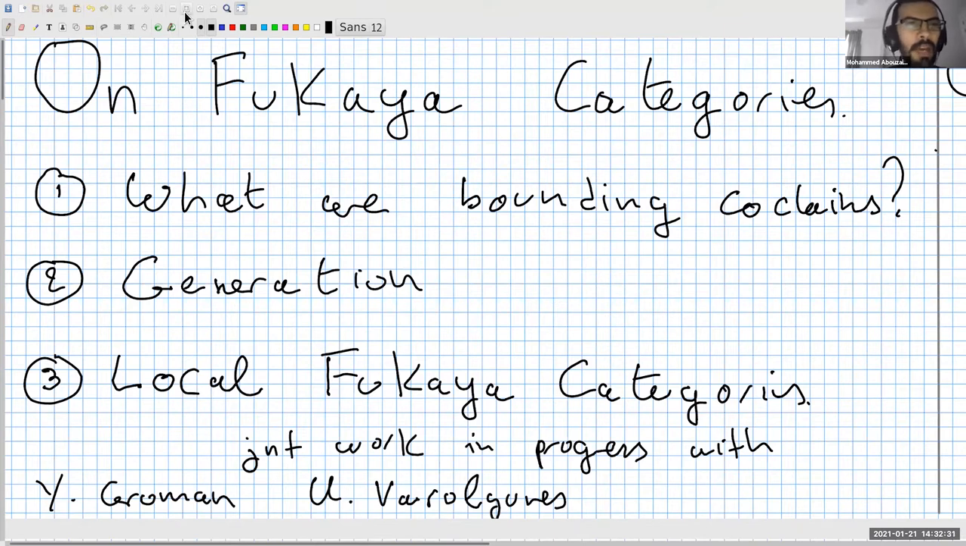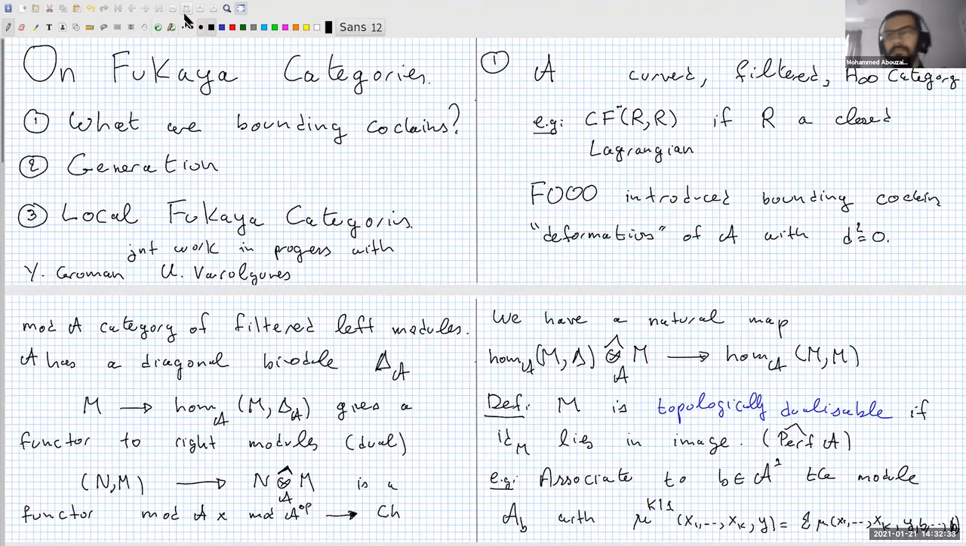So let me now zoom out. What's the setup of Fukaya categories? What I want to start with is to remind everyone that the output of Lagrangian Floer theory, if you're working on a general closed symplectic manifold, is a curved, filtered A-infinity category. So you assign to every pair of Lagrangians a graded vector space, and then some operations.